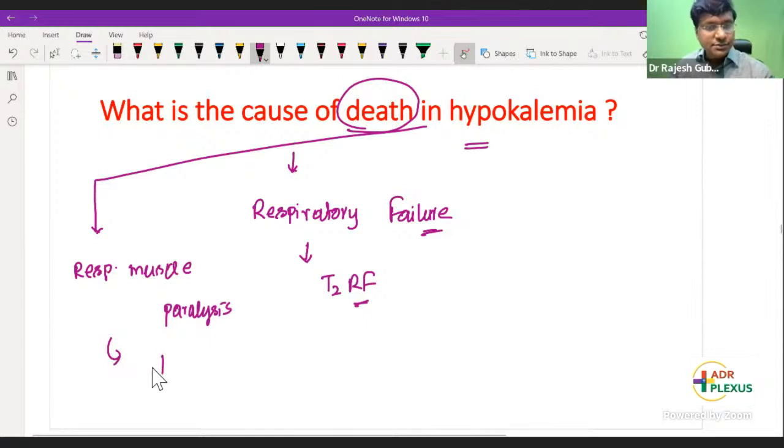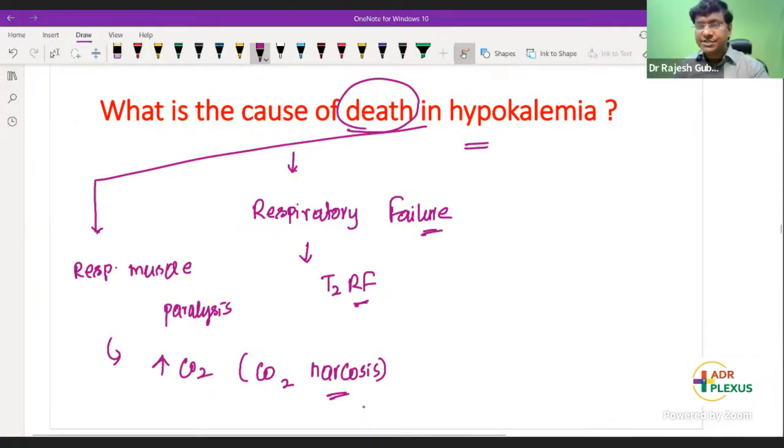And that will cause hypercapnia, right? There will be carbon dioxide narcosis, right? So that is the cause of death, whereas in hyperkalemia, it is diastolic arrest.